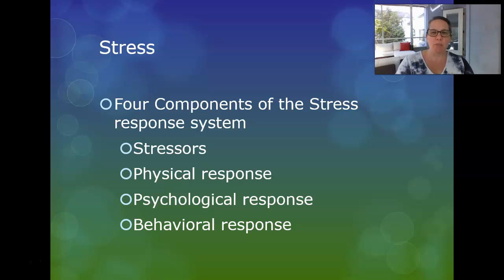So there are 4 different components of the stress response system. The first are stressors, like the ones that we just talked about. Some stressors can be really small and pretty insignificant, like spilled milk or something like that. Others can be very difficult and very long-lasting. So think of illness, death in the family, moving to a new home, getting married. Even though those are good events, the birth of a baby, even though they're good events, they can be very, very stressful. And then the second component is your physical response to that stress.